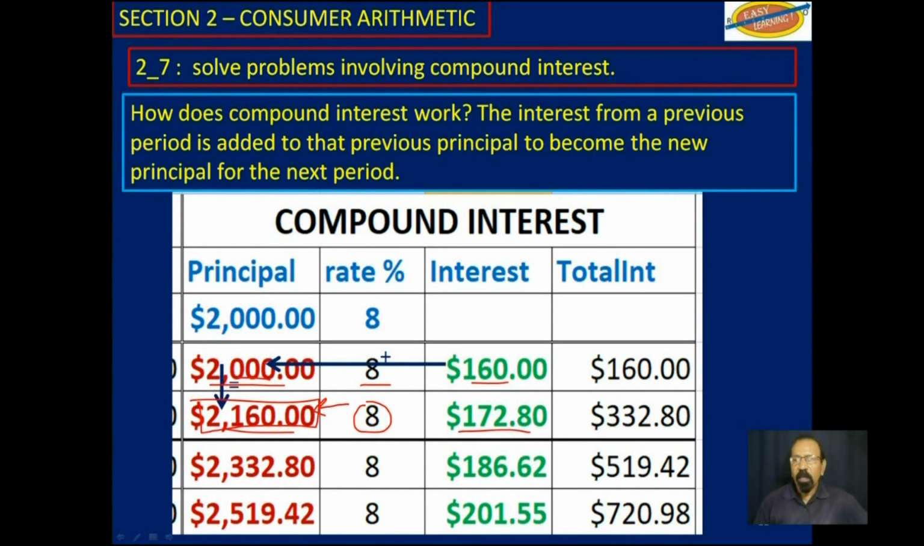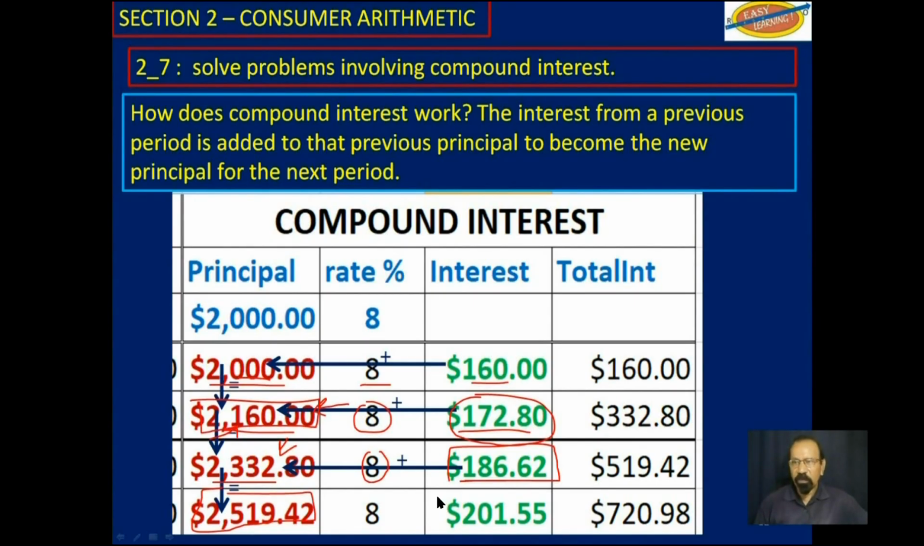$172.80. And then this $172.80 is added to this principal here, and the new principal for the third year is $2,332.80. 8% of that will give you this. You take this interest added to this number here, and you get the new principal for the fourth year, and so on.